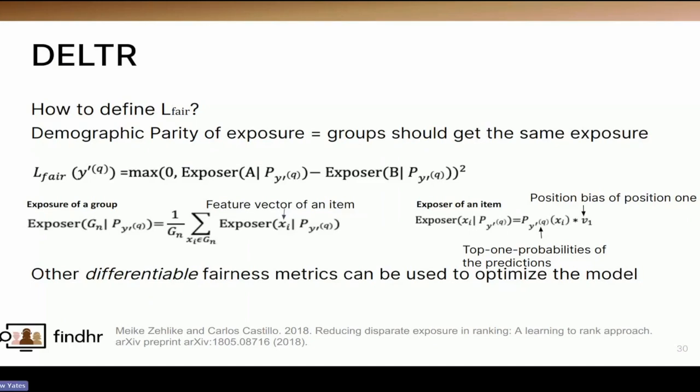Now, this is just one fairness loss. It's not that we need to use this one specifically. This one is based on this demographic parity of exposure idea that I mentioned, that groups should get the same exposure. But we could plug in any other differentiable fairness metric, any other type of fairness loss into the model, as long as we can take the derivative of it. And of course, this is needed because we're training these models with stochastic gradient descent.